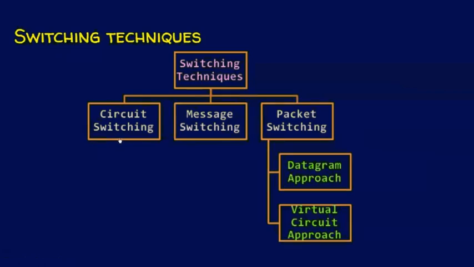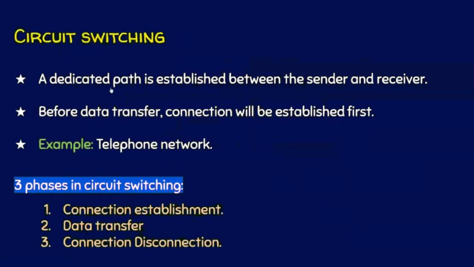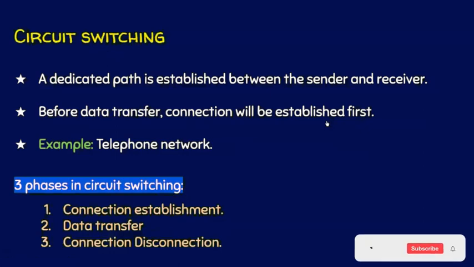Firstly, we will start with circuit switching. In circuit switching, there is always a dedicated path established between the sender and the receiver. It means between the sender and the receiver, there will be a dedicated path. Before data transfer, the connection will be established first. It means before data is transferred, we have to establish the connection. Once the connection is made, then only data transfer begins.